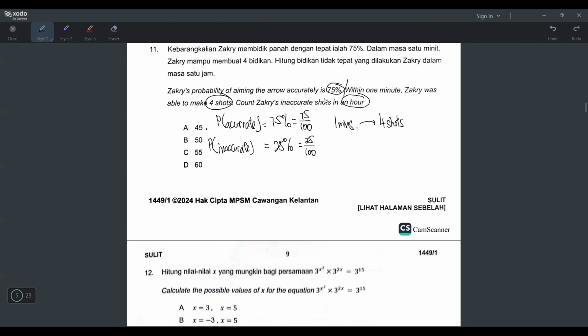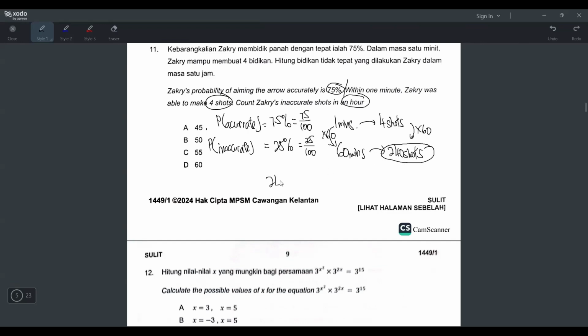Now we can find how many inaccurate shots in 1 hour. First of all, you need to know what this 4 shots is. In 1 minute, he's able to make 4 shots. So what about in 1 hour? 1 hour is 60 minutes, right? So in 60 minutes, how many shots can he make? 1 minute becomes 60 by times 60, so here also you times 60. So 4 times 60, if you press the calculator, you get 240 shots. That means in 1 hour, he will be able to make a total of 240 shots.